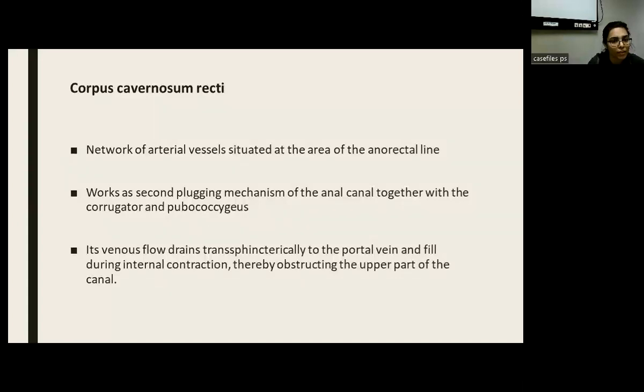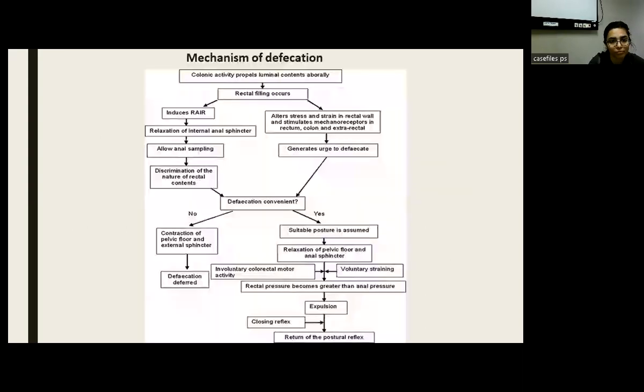Then there is the corpus cavernosum recti, which is a network of arterial vessels situated at the area of the anorectal line. These work as the second plugging mechanism of the anal canal together with the corrugator muscle of the anus and the pubococcygeus. The venous flow of these vessels drains transsphincterically to the portal vein and fills during the internal sphincter contraction, thereby obstructing the upper part of the canal. For this, the mechanism of defecation is summarized.